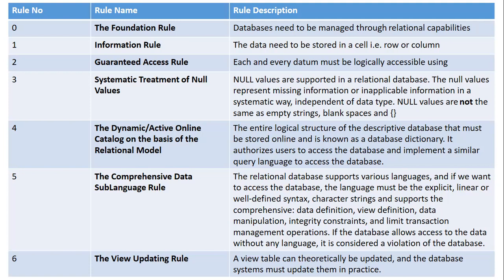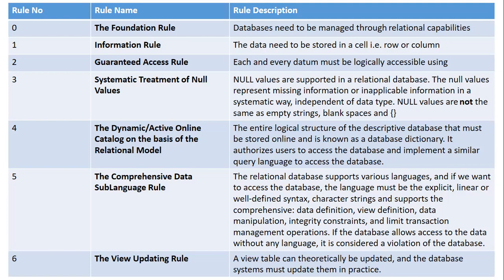And rule number 1 states that we should have what is called an information rule. So for a database, if we have to store the data, we need to have tables, and the tables will have rows and columns, and the data will be stored in what is called a cell. And that is what we have seen previously.